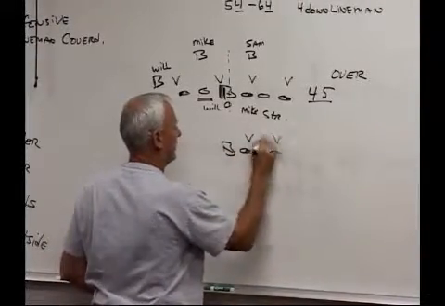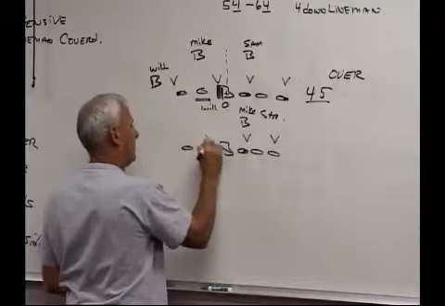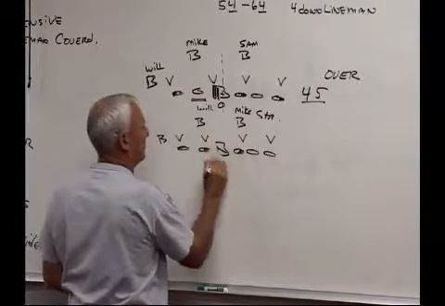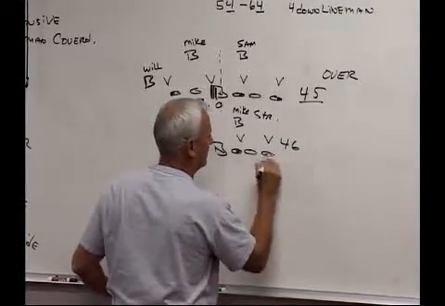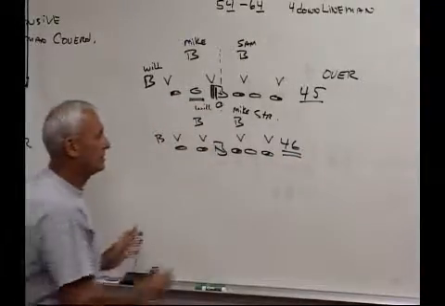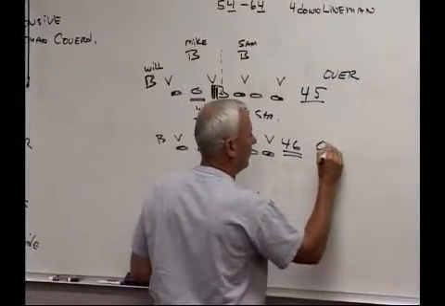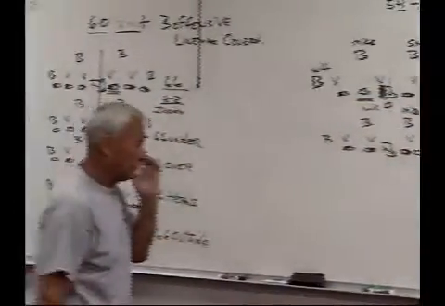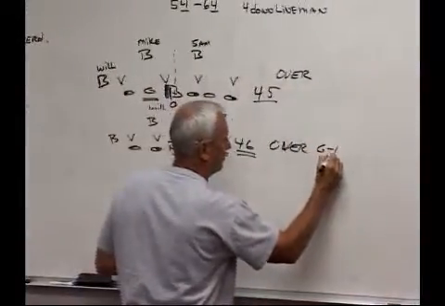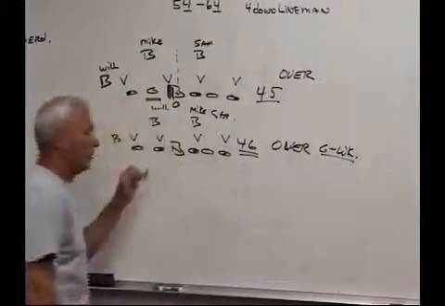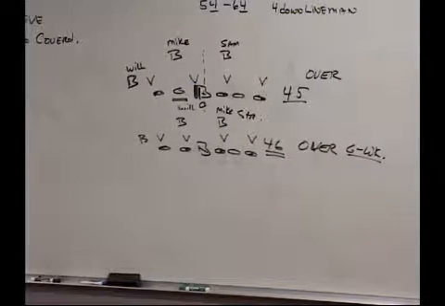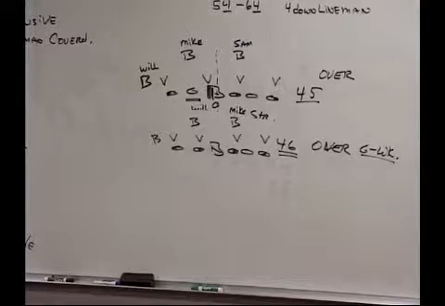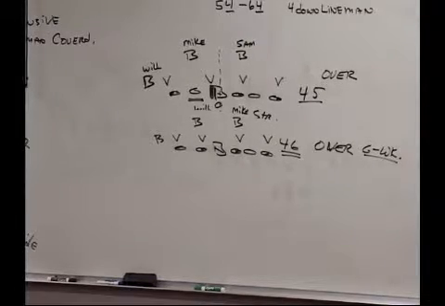I can go here, here, move him over there, there, there, and now I've got a 46 defense, which is still an over. It's still an over front, but it's G weak. Over front G weak means the guard's covered weak. This is how we recognize our defensive front.